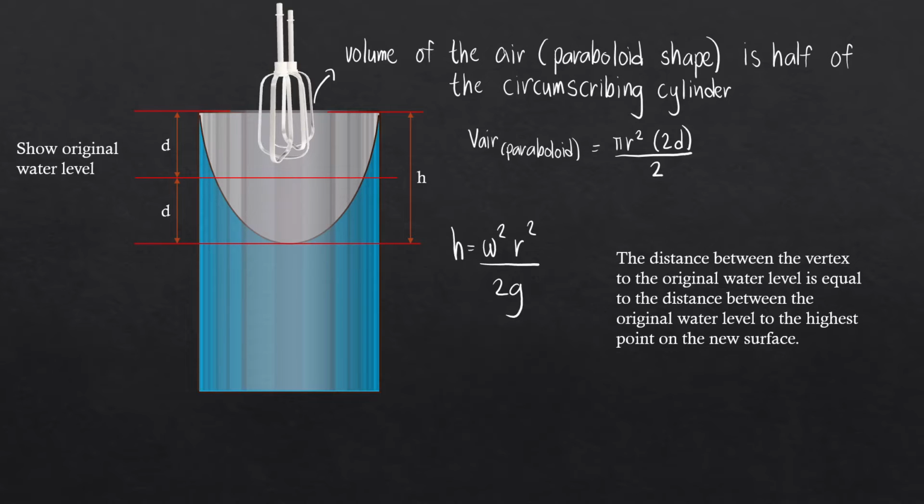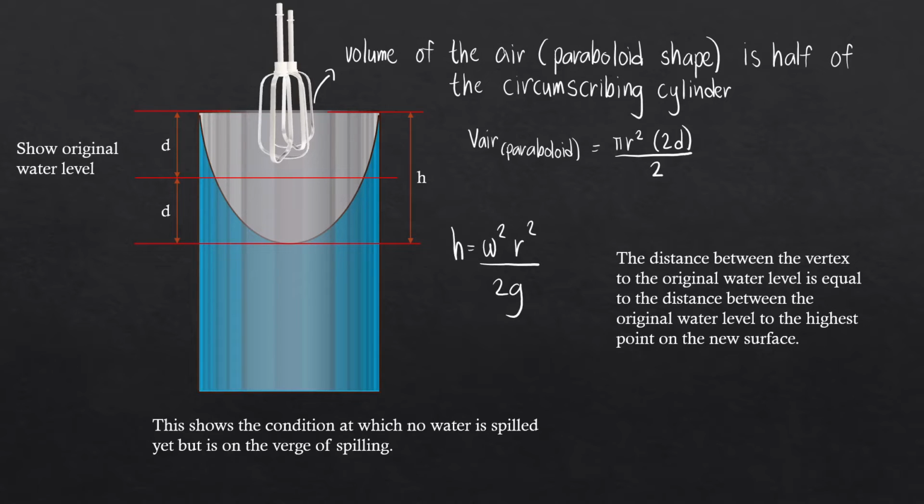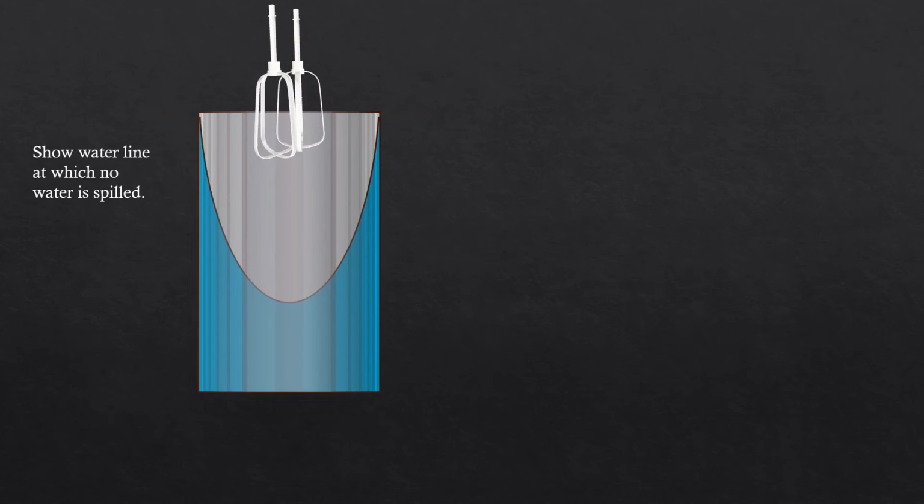And then what's going to describe this condition is this figure, which shows the situation at which no water is spilled, but it is already on the verge of spilling, because now the new water surface already touches the tip. Now what if we increase the speed of rotation? What's going to happen? Since the speed of rotation, or omega, is in the denominator, it will be directly proportional to the height h. And so if we increase omega, h will also increase. And so if we rotate this faster, this is what's going to happen.